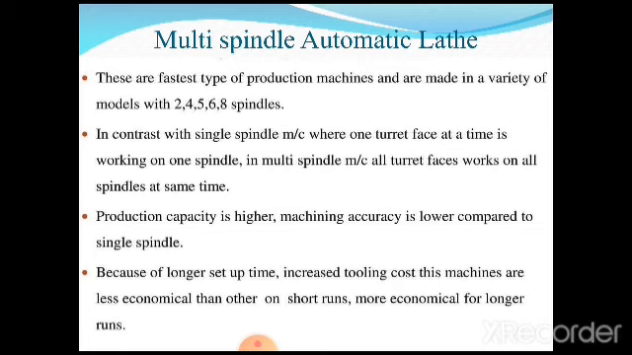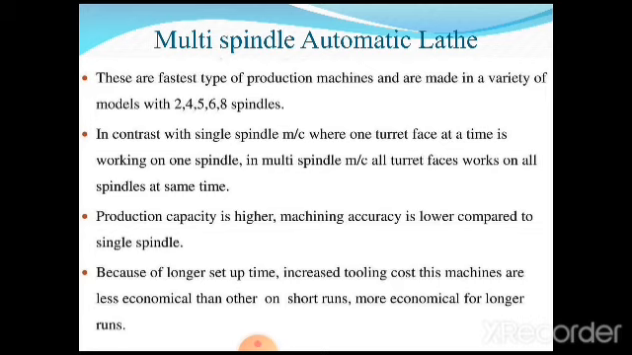In contrast with the single spindle machine, where one turret face at a time is working on one spindle, in a multi-spindle machine, all turret faces work on all spindles at the same time. So this is the plus point. The different spindles are made to rotate, and each spindle will be provided with different cutting tools at a time. That is where definitely the production rate is higher compared to the single spindle.